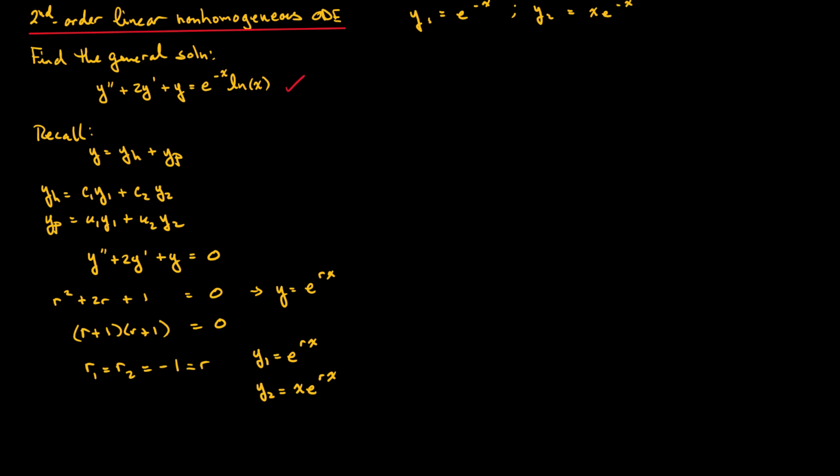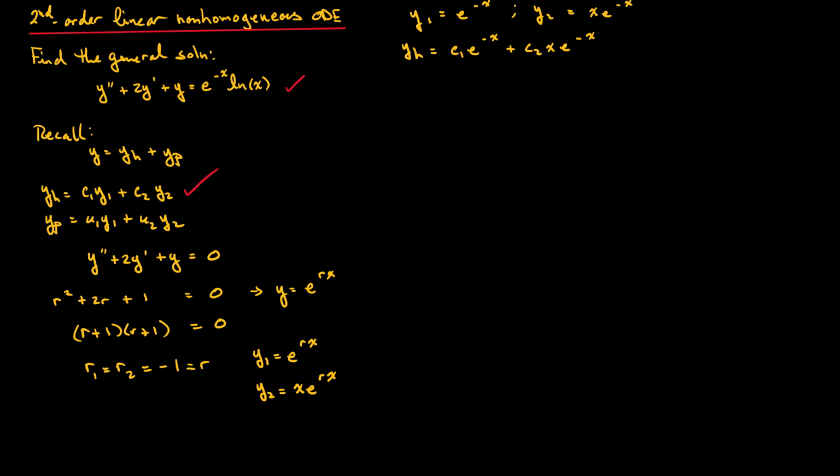These are our two fundamental solutions, which allows us to say that the homogeneous solution, YH, which is the complementary solution, is equal to C1 e to the negative x plus C2 x e to the negative x. So we have solved the first part of the problem. Now we need to deal with the particular solution. So we need to evaluate the parameters u1 and u2.